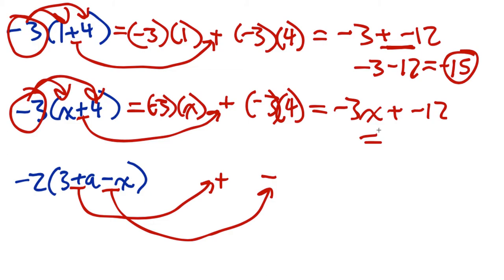And again, your teacher's like, hey, what are you doing with a plus and a negative sign right next to each other? They basically simplify to just a minus sign. So it's going to be -3x minus 12, and that one's done.